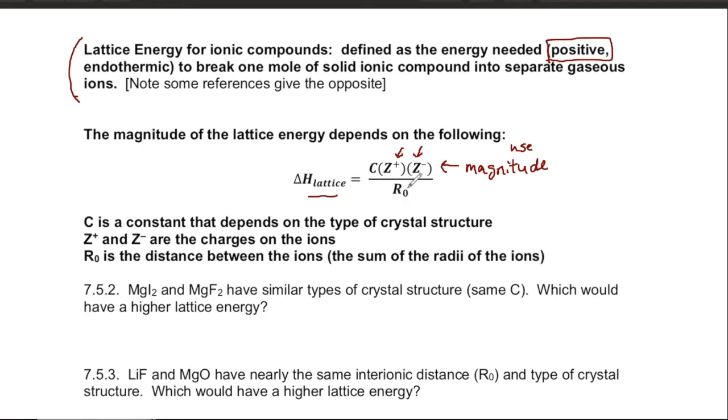Also, the lattice energy is stronger for ions that are smaller. So R0 is the distance between the ions. So it's the sum of the radii of the ions.